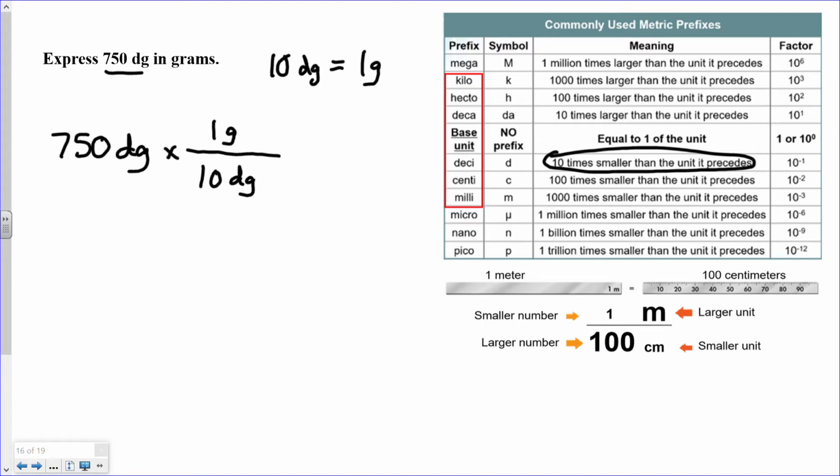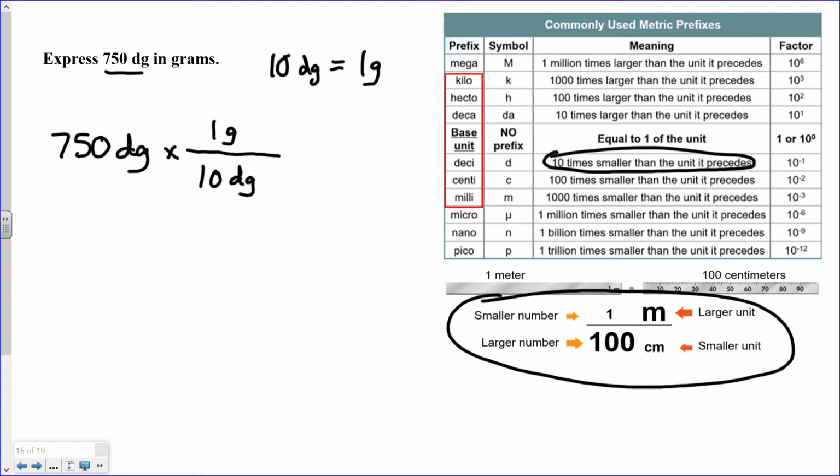And I know the conversion factor is set up correctly if we look at this little diagram that we have here. For the small units, things like deci, I should have a larger value. So for deci, I have 10 decigrams. And for the larger unit, grams, I should have a smaller number, which is 1. And if I have it set up correctly, that will always be the case. So when I multiply by this fraction, 750 times 1 divided by 10, my units of decigrams cancel out, and I'm left with 75 grams as my answer.